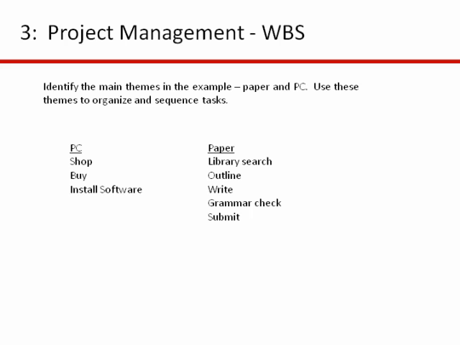What we can do is identify and do a work breakdown structure. That's what WBS is, where WBS identifies the key themes that you can group all the activities in. One of the themes is activities related to the PC. That would include shopping for it, buying it, installing the software. And then the other theme is the paper. The activities around doing the paper would be searching a topic, doing an outline, writing it, doing a grammar check, and then submitting it. So again, this is an example of a work breakdown structure.